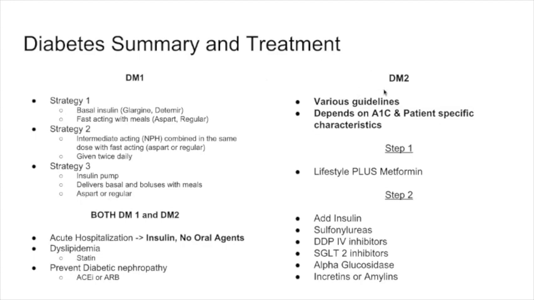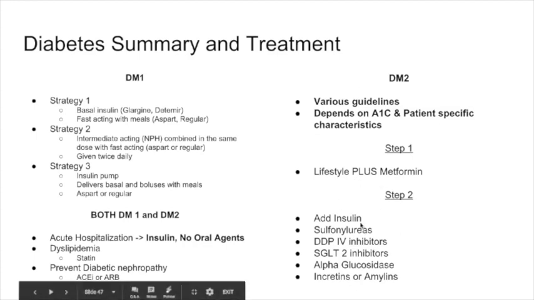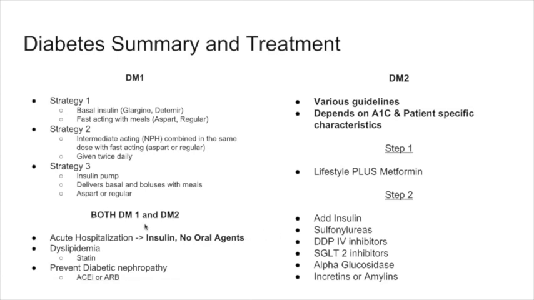For type 2 diabetes, there are various guidelines, and it really depends on the A1C and patient-specific characteristics. The first step for type 2 diabetes is lifestyle. After lifestyle, you can add metformin, and then step 2 is that you can really add any of these. For both type 1 and type 2 diabetes, here are a few important points that may show up on exams.